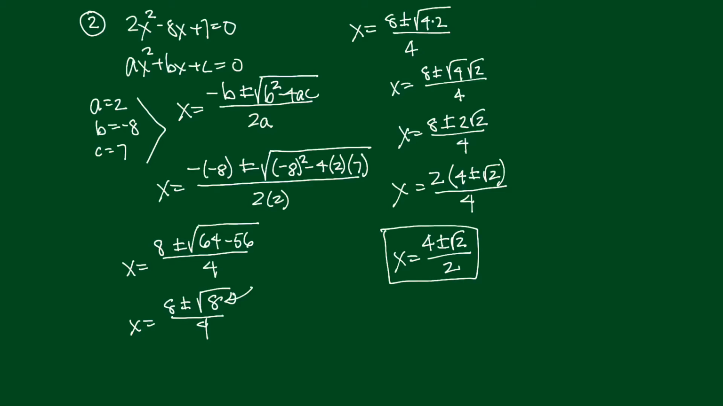And I can see two numbers here. I got x equals this: 4 plus or minus the square root of 2 over 2. All right, so really the two numbers I see are 4 plus square root of 2 over 2, and then 4 minus square root of 2 over 2.